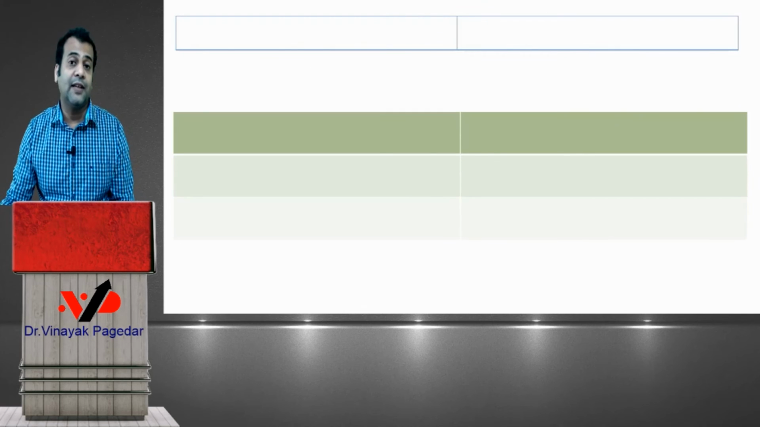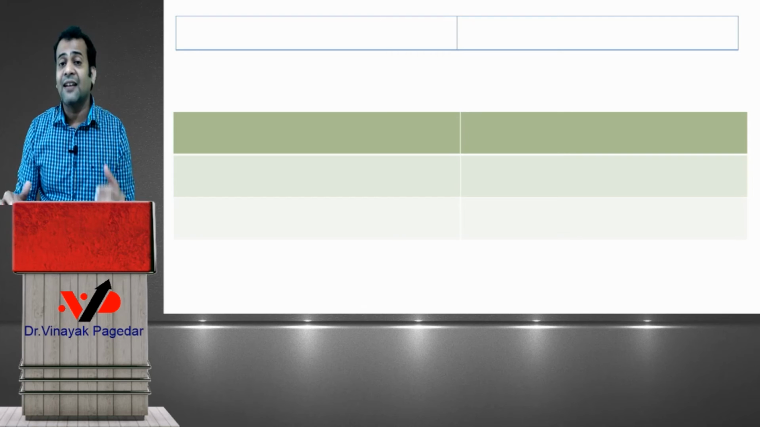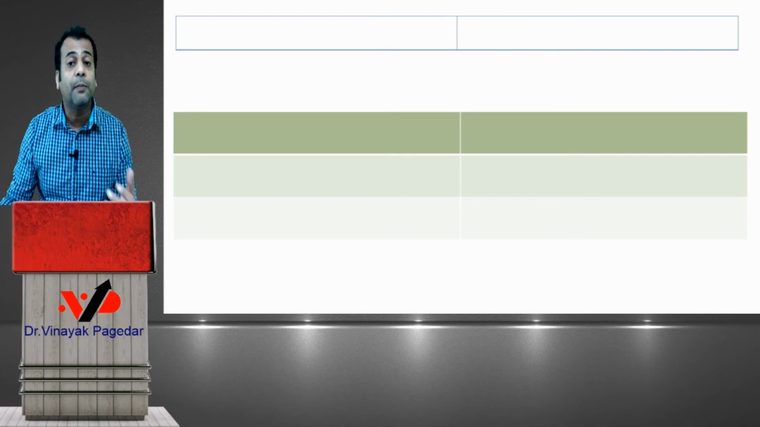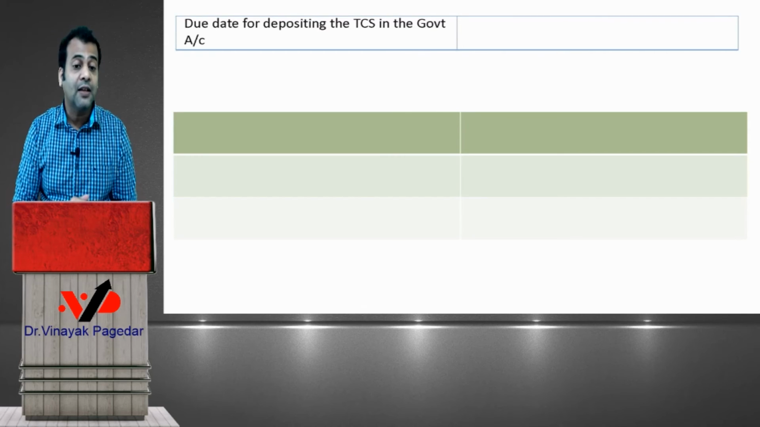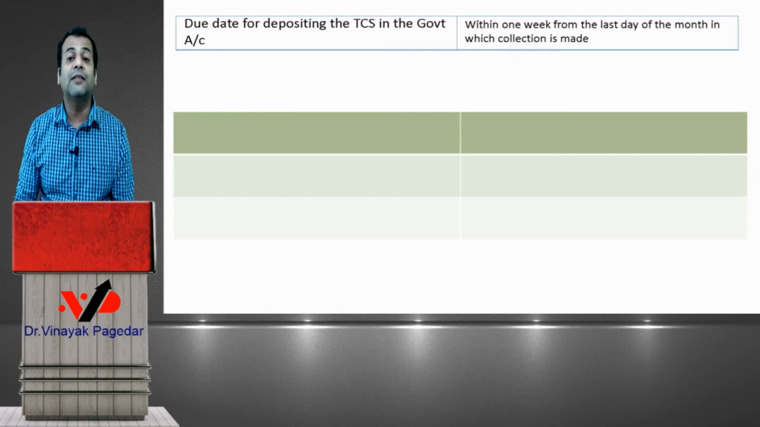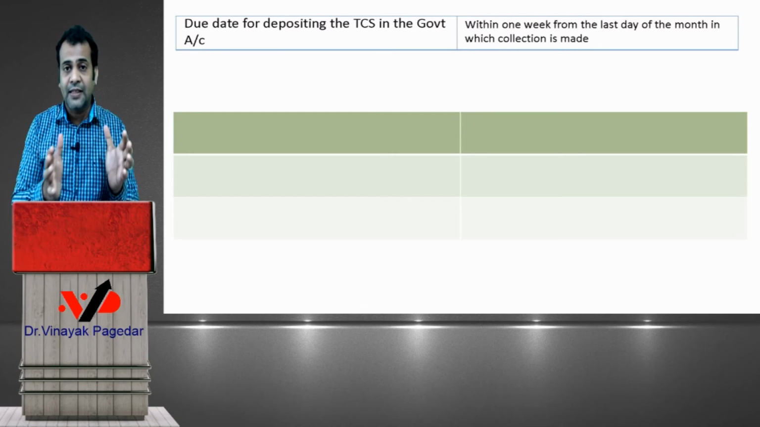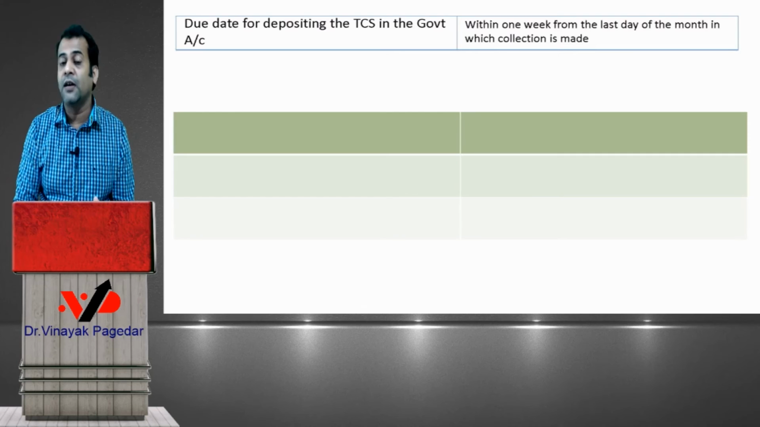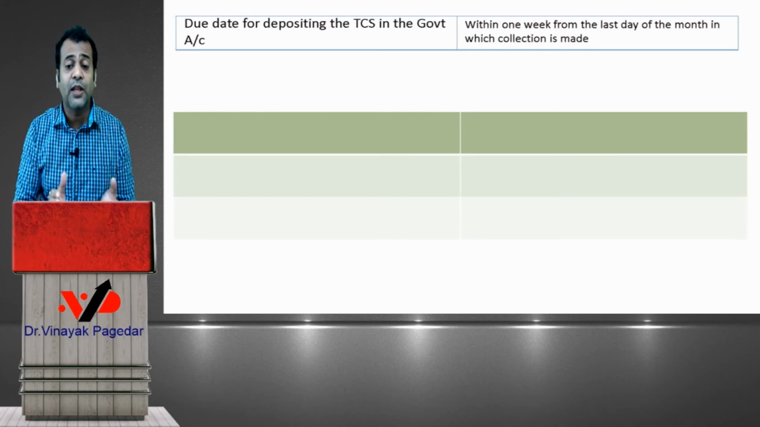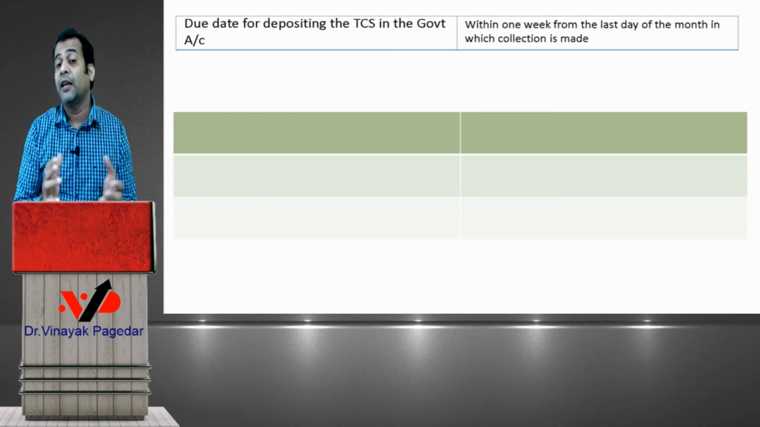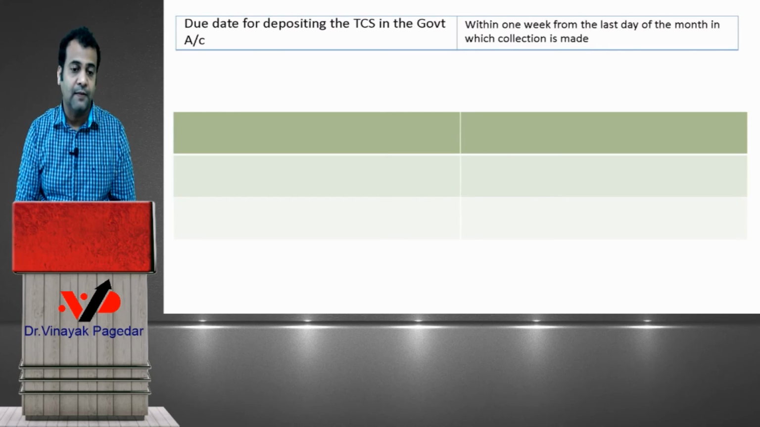Now, after collecting TCS, that TCS collected by the seller from the buyer has to be deposited into the government account. So what is the due date of depositing the TCS in the government account? It is very, very simple. It is by the 7th of next month. So if the TCS is collected in the month of October, then it has to be deposited into the government account by the 7th of November. So the provision says within 1 week from the last day of the month in which the collection is made. Simple way to remember, the 7th of next month.